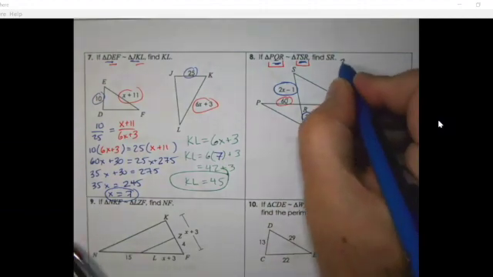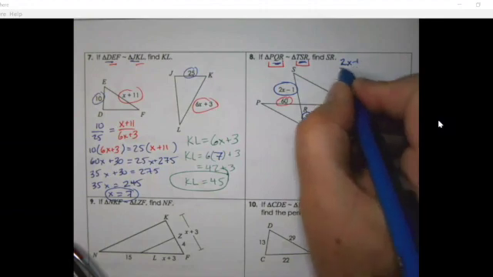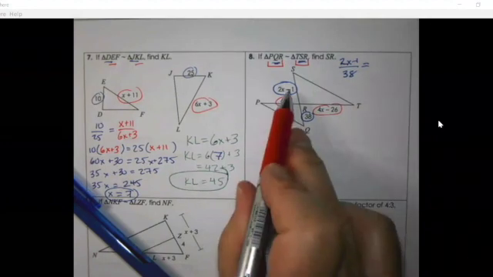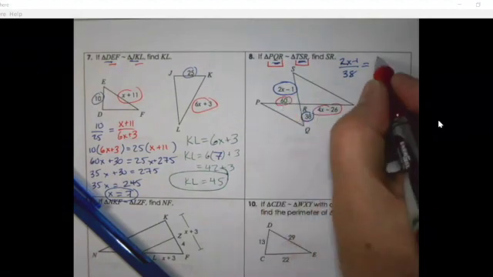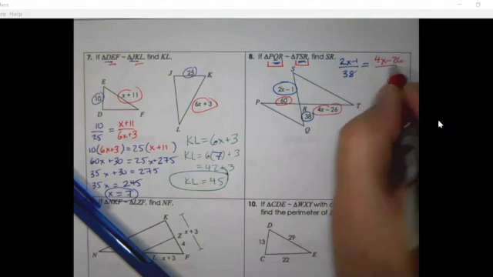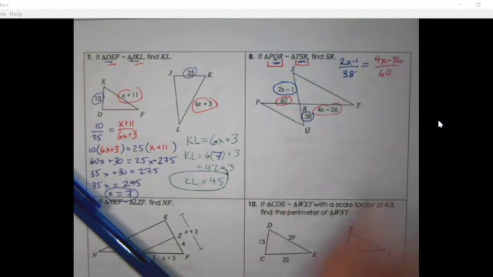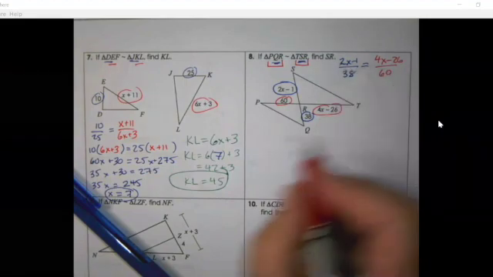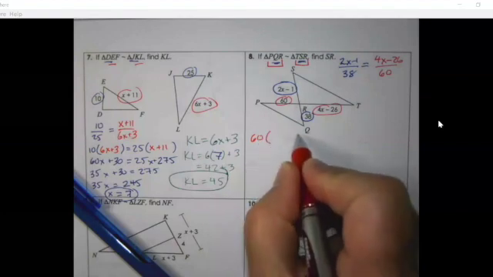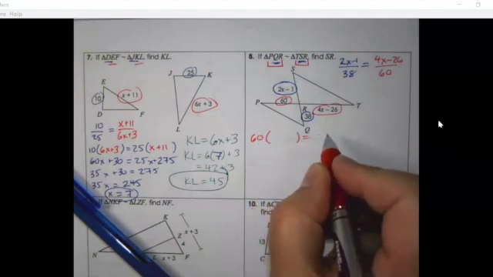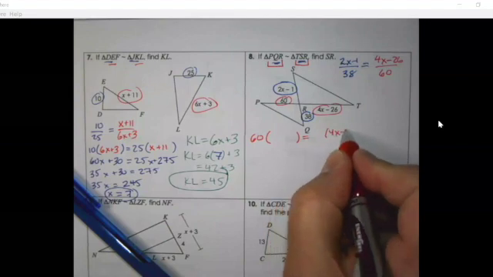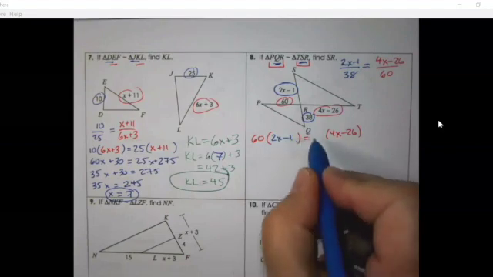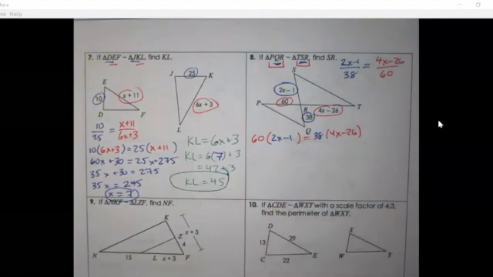So we start off with 2x minus 1 is to 38 as, let's see, 2x, these are in the same triangle, so those are the ones that have to line up together. And 38 and 60 are in the same triangle. Now to solve those, I have to get it cross multiplied. I'm going to say 60 times 2x minus 1 is equal to 38 times 4x minus 26.